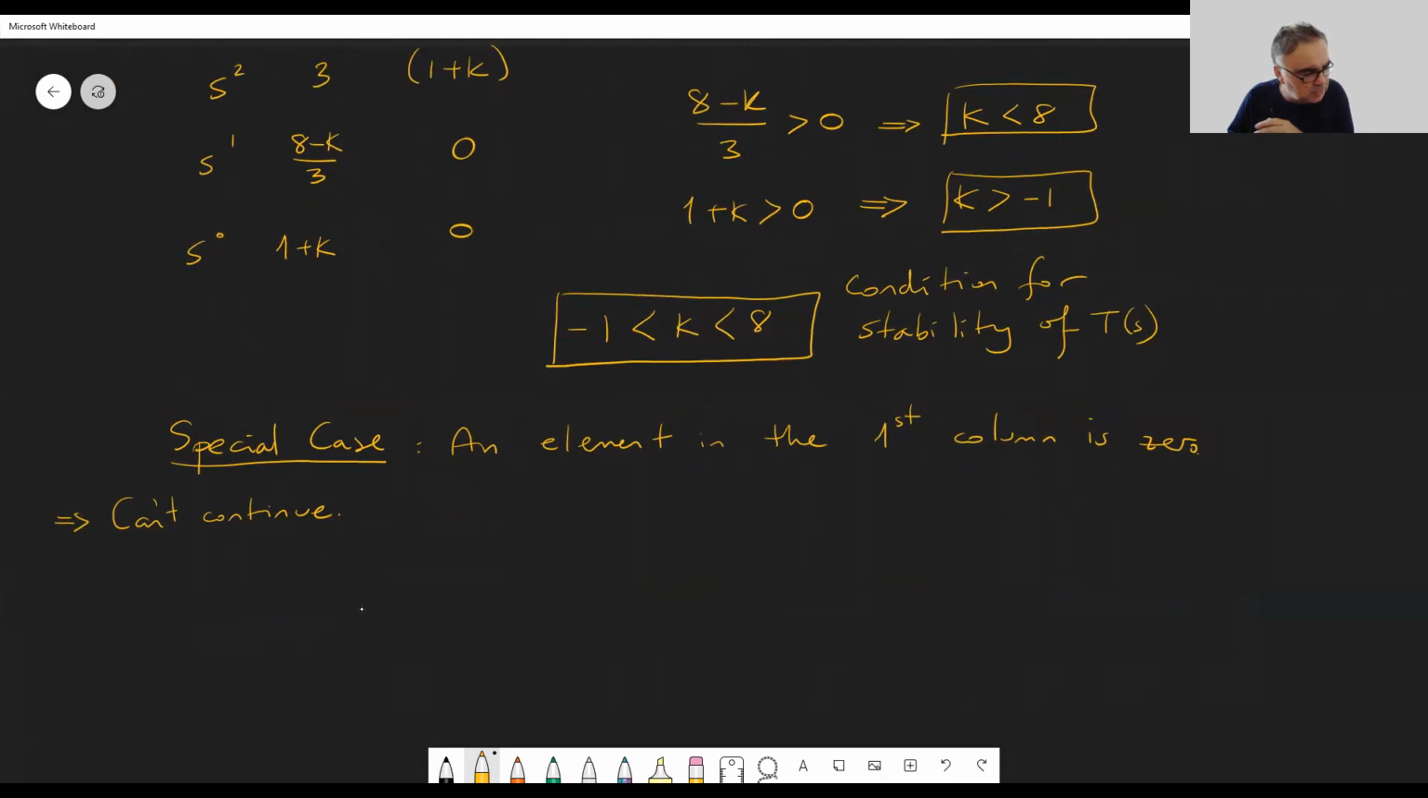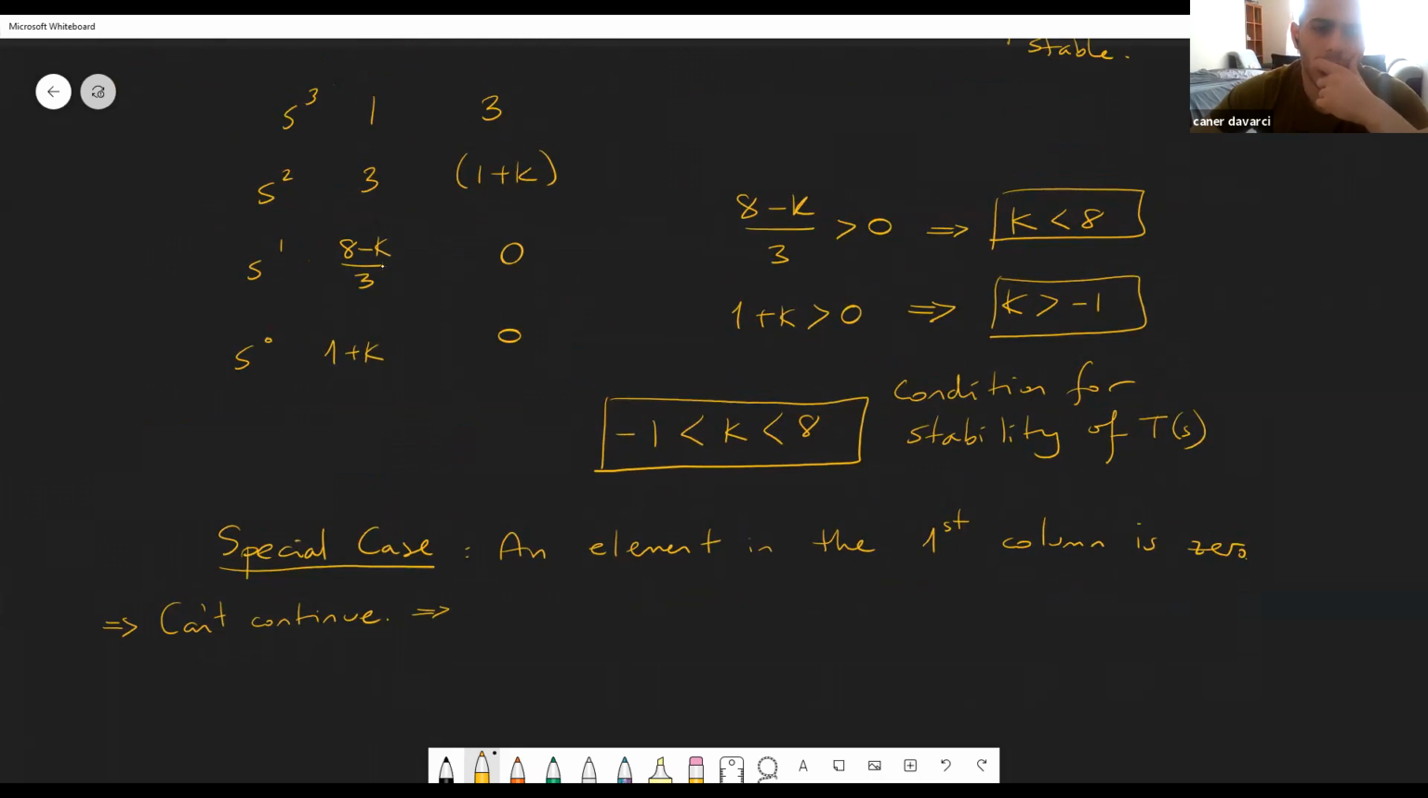Hocam, but in the last one, we can have a 0. I mean, it doesn't affect our solution. The s to the 0 part, let's say. In the last one, yes, that doesn't matter.